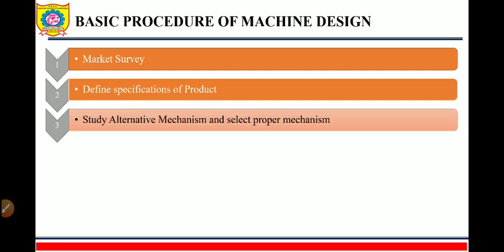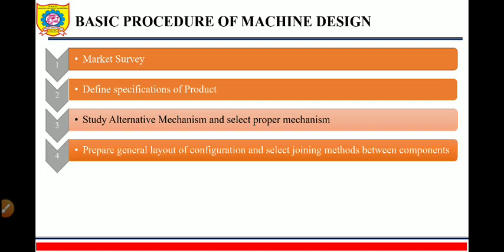Next is study alternative mechanism and select proper mechanism. We have to see in the market whether the same machine is available or not. If the same machine is available, we can think of some alternative mechanism, and from the alternative mechanisms we can select one proper mechanism for the manufacturing purpose.